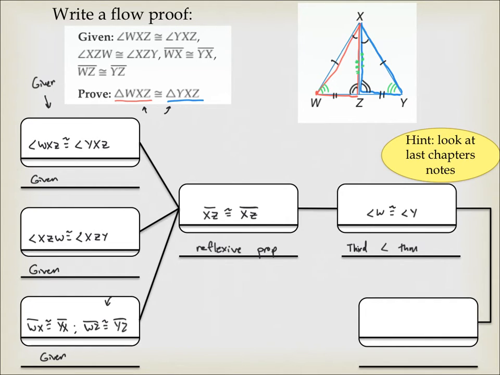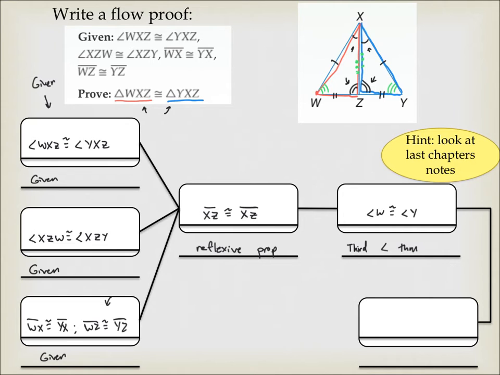Now, as a reminder, the third angle theorem states that if 2 angles of one triangle are congruent to 2 angles of another triangle, then the third angles must also be congruent to each other. And that matches this picture exactly. We already have this angle, 1 angle congruent in both triangles, and 2 angles congruent in both triangles. Therefore, we can say that the third angles must be congruent to each other.